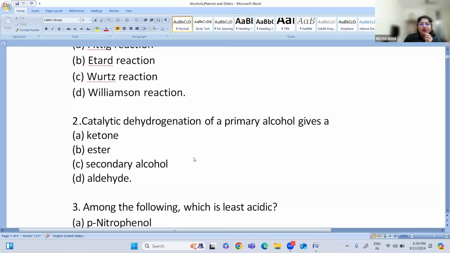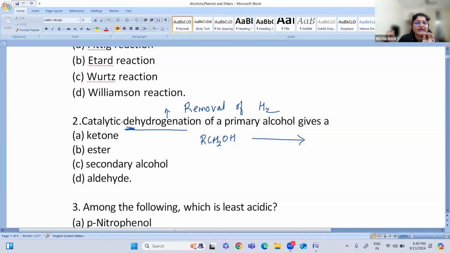Catalytic dehydrogenation of a primary alcohol gives: A, ketone; B, ester; C, secondary alcohol; and D, aldehyde. So what we are doing? We are taking a primary alcohol and we are doing catalytic dehydrogenation. Dehydrogenation means removal of hydrogen. D means removal, and hydrogenation means addition.